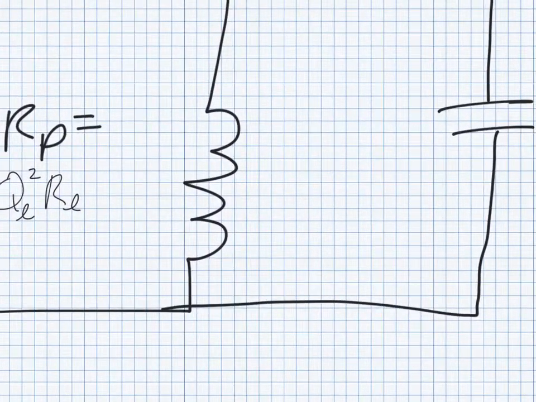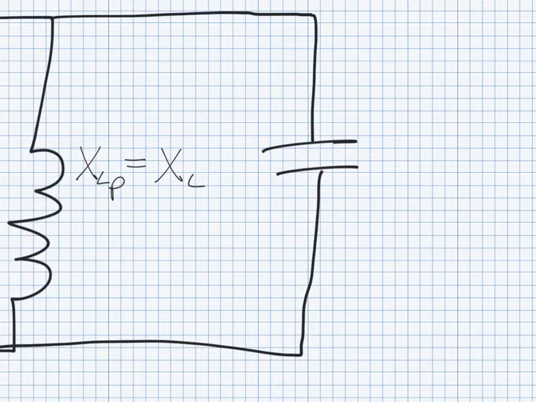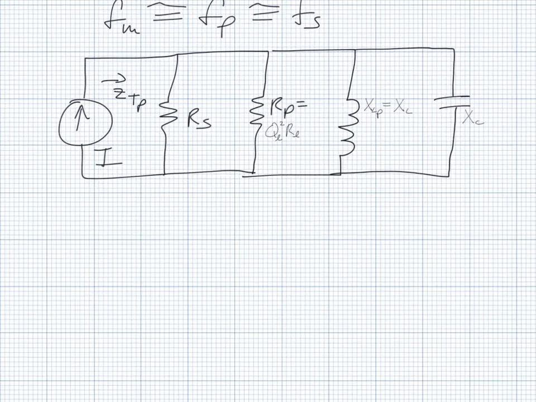And then the reactance of the parallel equivalent inductor we talked about before. We're just going to say that's equal to the reactance of the inductor. And then obviously the last thing here, this is still the reactance of the capacitor. All right, so let's bring this back down, and there's what we got.